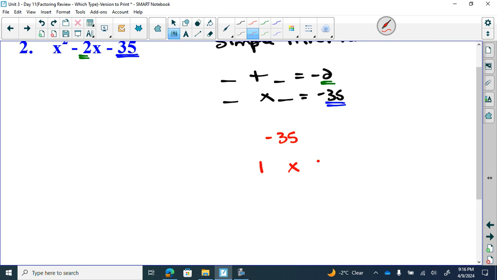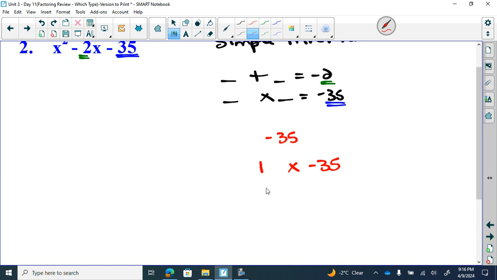So 1 times 35. I know that one of these numbers has to be a negative, because the only way you can multiply 2 numbers together and get a negative answer is if you go a positive times a negative, or a negative times a positive. So in order to figure out which one's a negative, I look at this. If they add to give you a negative, it means the larger factor, the 35, should be the negative. If they added to give you a positive, I'd make this a positive, the larger factor would be positive, and this would become a negative.